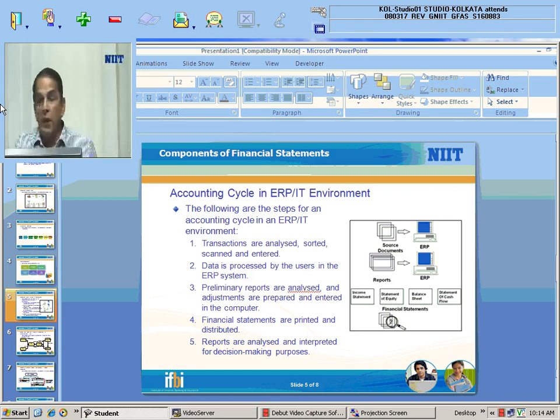ERP is Enterprise Resource Planning. It's a kind of software. Most organizations use it today. ERP software, Enterprise Resource Planning. That's the full form of ERP. Okay, so I can move to the next slide.